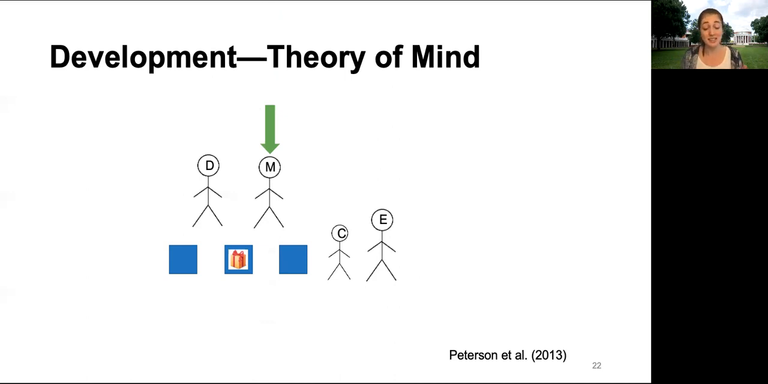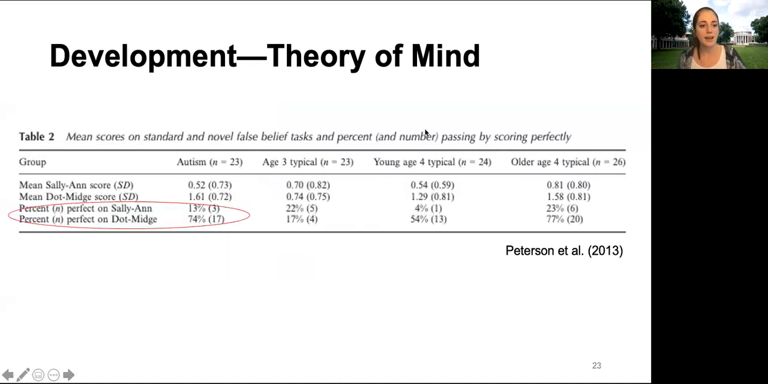And in this study by Peterson and colleagues, they had children who were autistic and young children who were not autistic do both the Sally Ann task and this one. And you'll notice that the percent of children who perfectly passed the Sally Ann task was only 13%, or 3 of these 23 autistic children, whereas 74%, or 17 of the 23 children, perfectly passed the Dot Midge task, suggesting that these same children could show their competencies better on one task versus the other. And in this case, we're much more similar to the older age 4 children, at which children are generally expected to have a pretty well-developed theory of mind, at least to be able to pass these kinds of tasks.